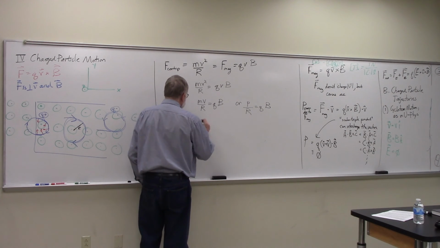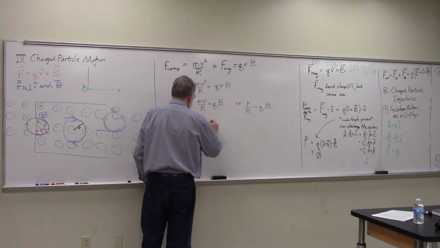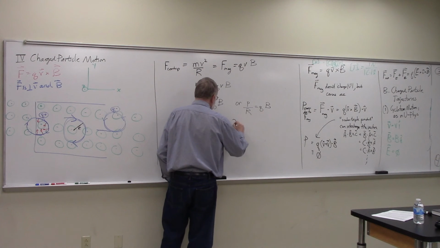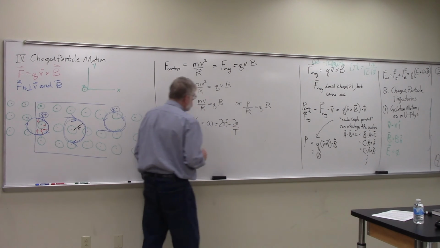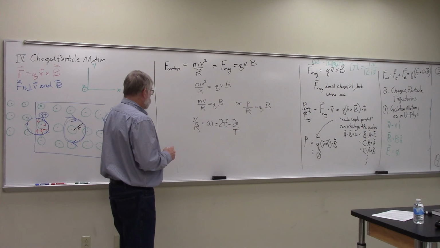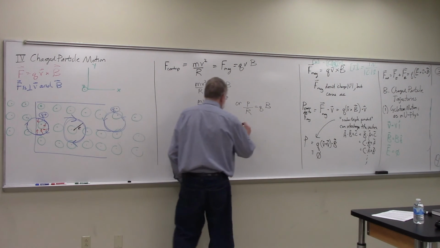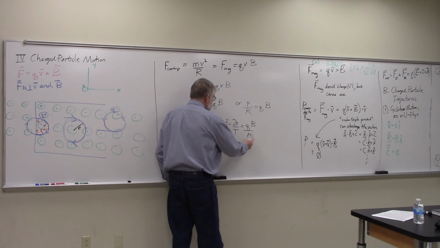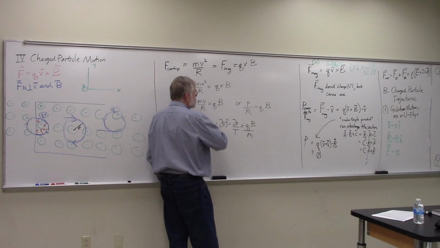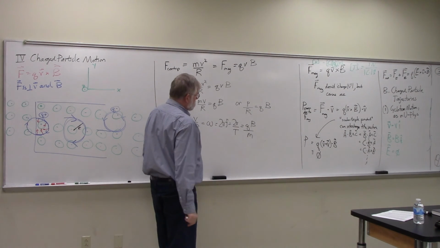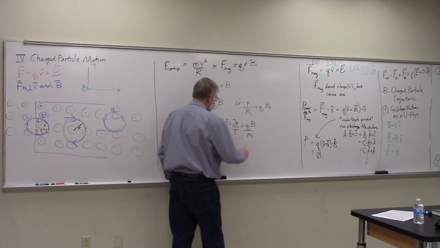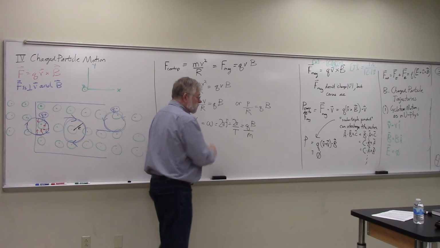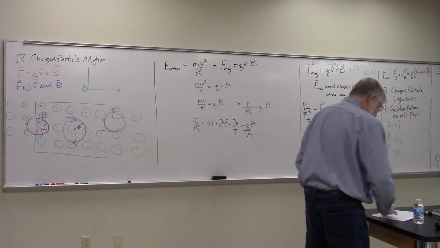v over r is sometimes called the angular velocity, or 2 times pi times the frequency, or 2 pi over the period of that circular motion, and that's going to be QB over m. So if the mass of the particle is bigger, the frequency is smaller, which means it doesn't go around as fast, as often. If Q is big, that means a bigger force, that means a higher frequency. If the magnetic field changes, so forth. So there are lots of little relationships between these.